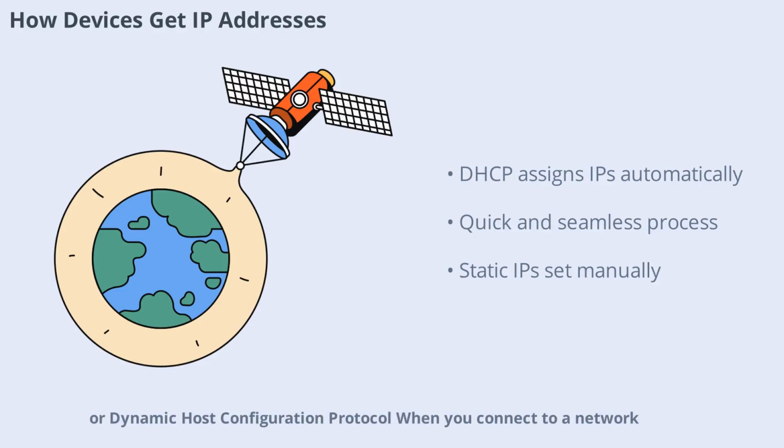Most devices get their IP addresses automatically using a system called DHCP, or Dynamic Host Configuration Protocol. When you connect to a network, your device asks the DHCP server for an address, and the server assigns one from a pool of available addresses. This process is quick and seamless, making it easy for devices to join and leave networks without manual setup. Static IP addresses, on the other hand, are set manually by a network administrator.